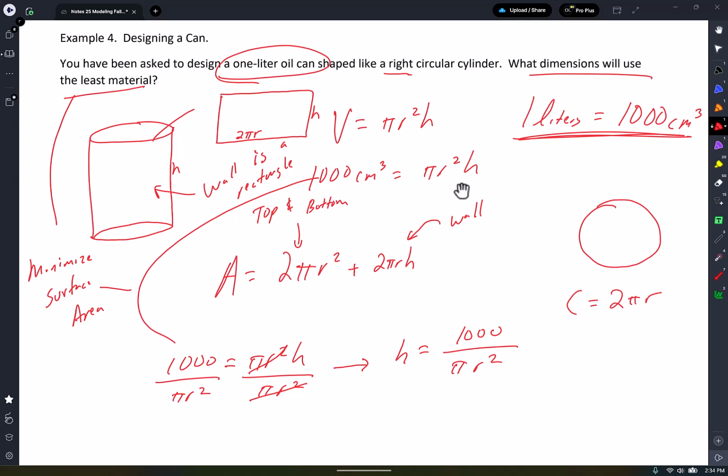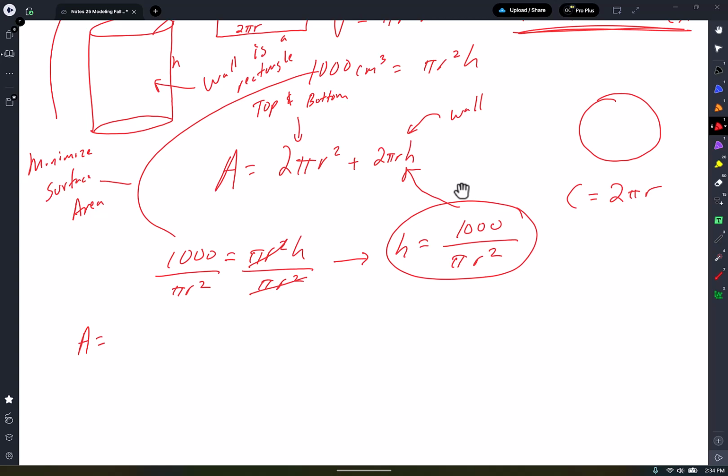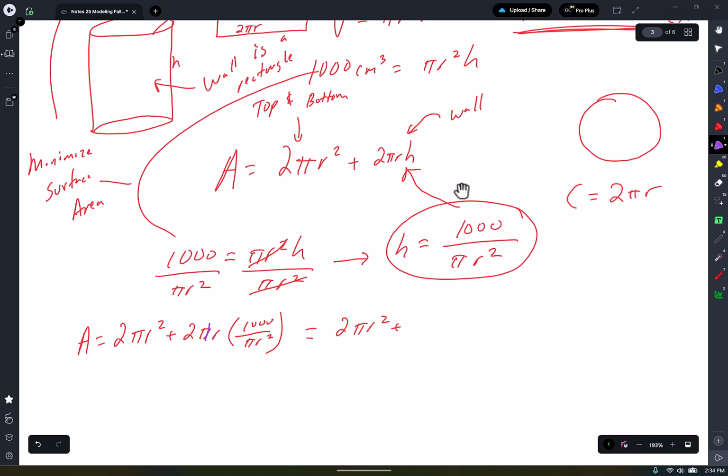So there it is. 1,000 divided by pi r squared. I'm going to substitute this in here for h. So now I have area equals 2 pi r squared plus 2 pi r, open parenthesis, 1,000 over pi r squared, close it. I'm just doing a little bit of algebra here. 2 pi r squared plus, one of these pi's cancels out and one of these r's cancels out. So I have 2,000 over r.